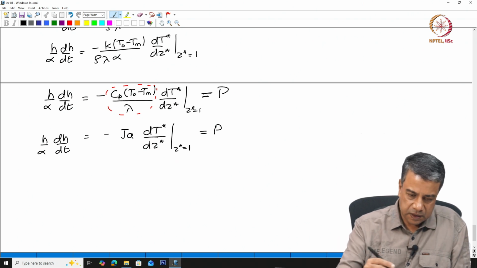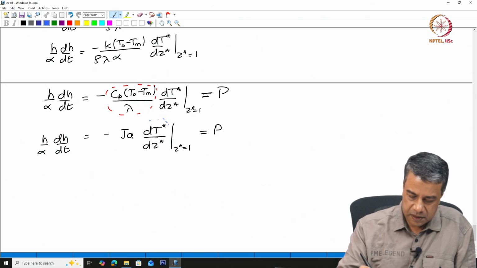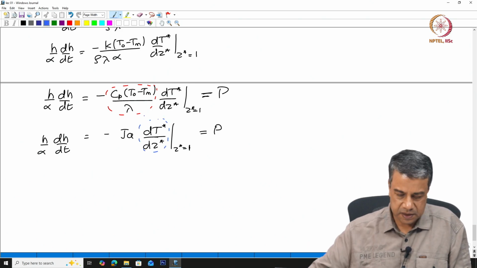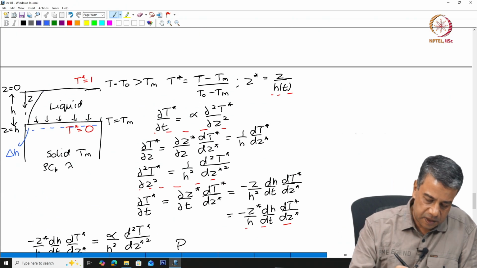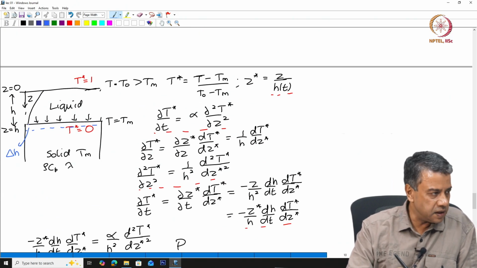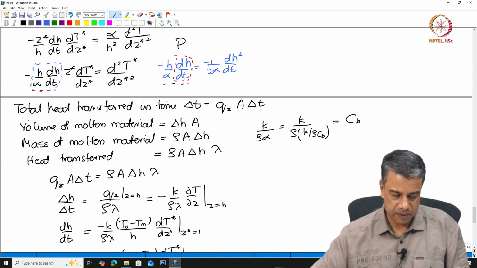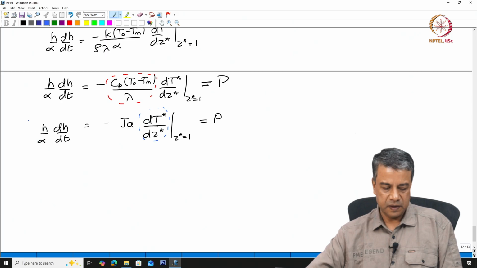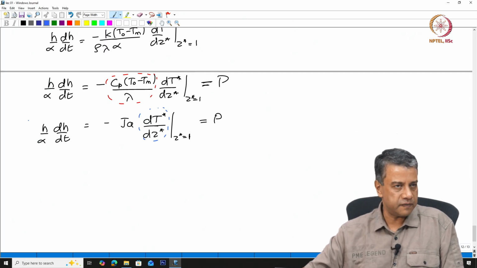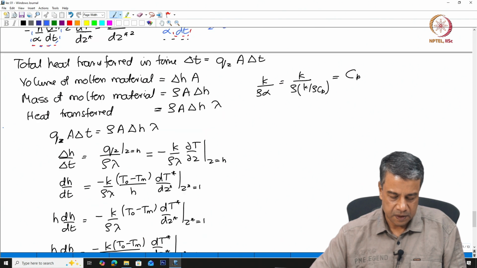I should note that this dT by dz is actually a negative number, as you can see from here. The temperature decreases as z increases, so dT by dz has to be negative. Therefore, this parameter p has to be positive and dh by dt has to be positive. The height increases with time. So, that is okay.